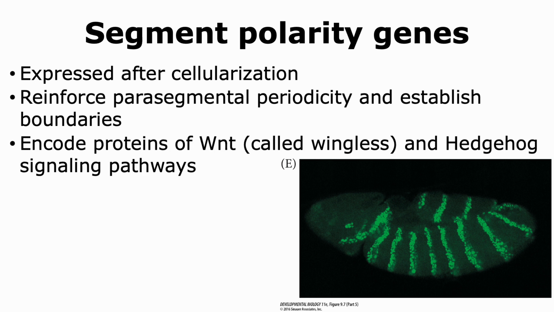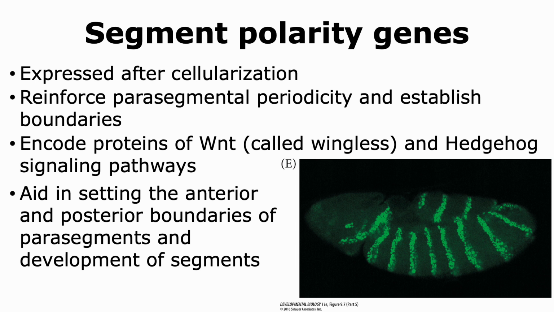The segment polarity genes encode proteins like Wnt and Hedgehog and the proteins that are involved in their signaling pathways. In the case of Drosophila, Wnt is actually called wingless. So if you're going to be reading some papers or information about development in Drosophila and you see wingless, it's basically the Wnt protein. The segment polarity genes aid in setting the anterior and posterior boundaries of the parasegments, as I just mentioned a few minutes ago, and they also aid in the development of the final segments during embryonic development.